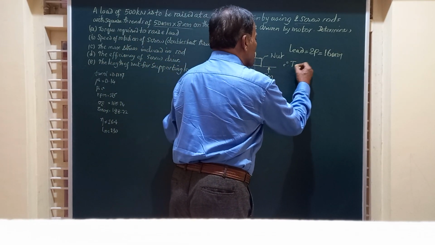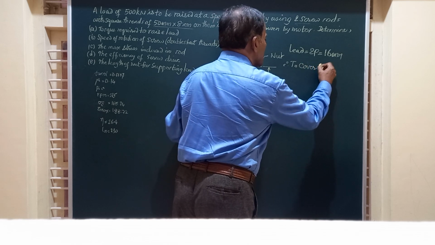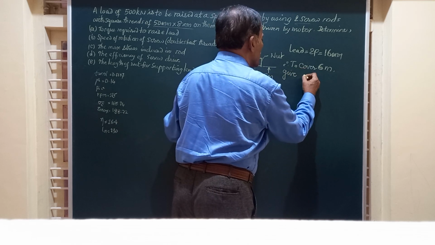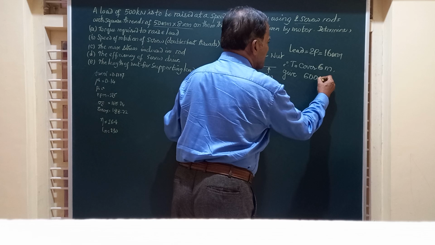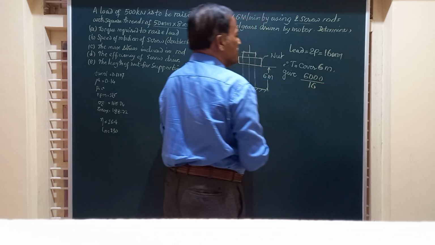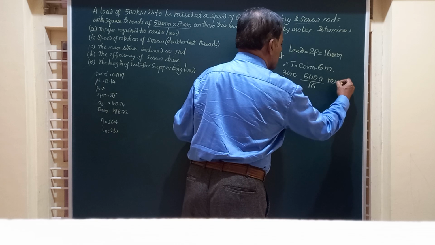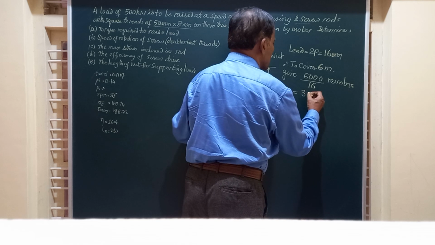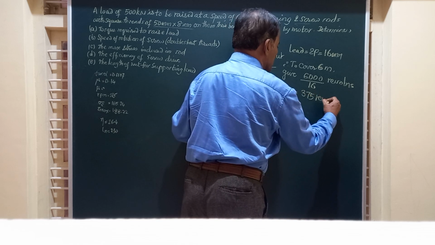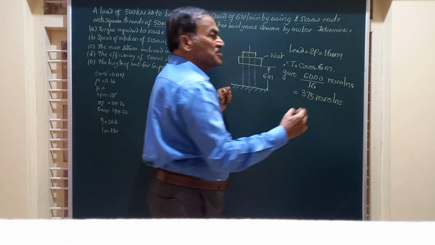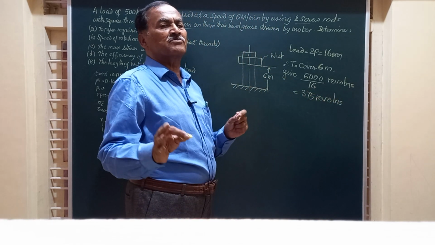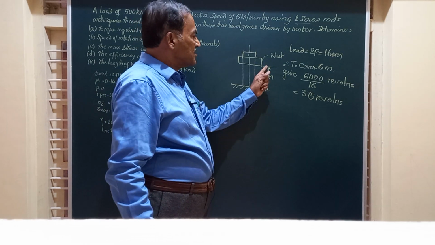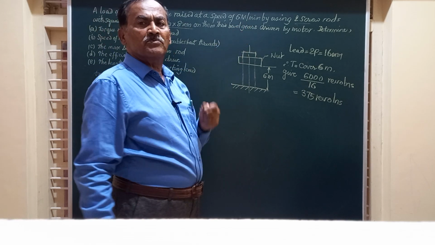Therefore, to cover 6 meters, we need to give 6,000 millimeter divided by 16 revolutions. So that will be how much? That is 375 revolutions. So we have to give 375 revolutions to cover this distance of 6 meters on the thread or the screw rod. Friends, this distance is to be covered in 1 minute.